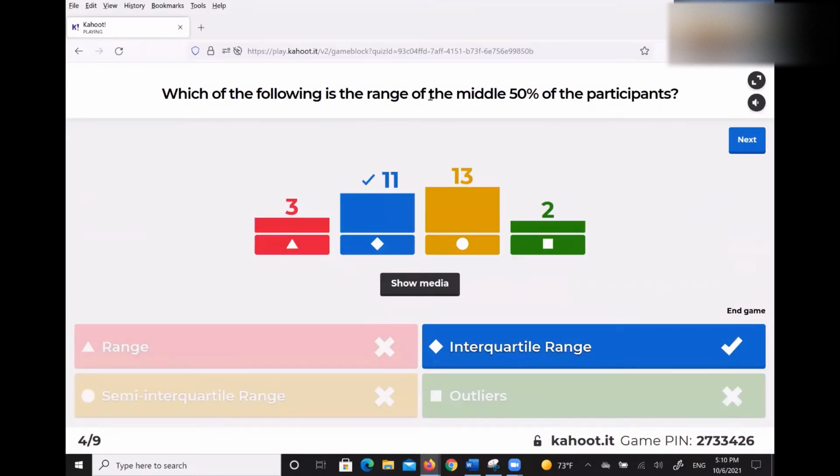Right, so the answer is interquartile range, which is the middle 50% of a data set. Okay? And we will talk about it later.